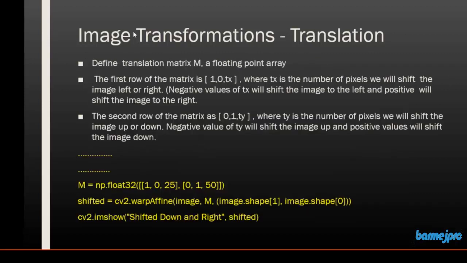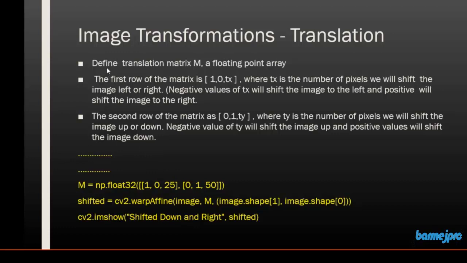And in OpenCV, we can achieve this image translation with a few simple lines of code. OpenCV provides a few methods, mainly a method called warpAffine, which actually shifts the image. So let's see how we can use that.